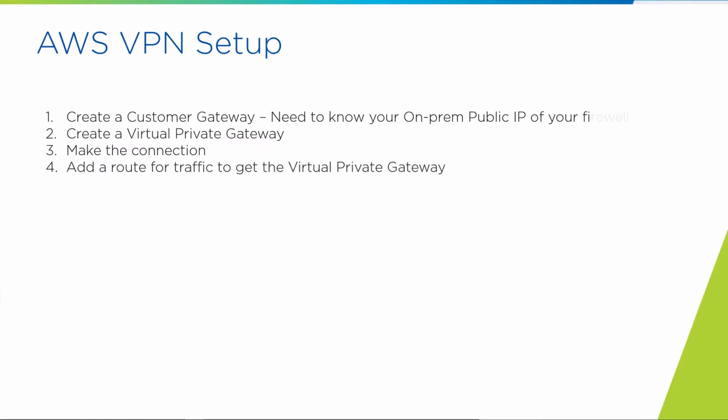So let's get started. To get connected to our on-prem environment from AWS, we are going to create our customer gateway, which gives the information of the on-prem side. So we do need to know our on-prem public IP of our firewall that we're going to be using. We're then going to create the virtual private gateway on the AWS side. And then once we have those two things in place, we can make the connection. And then we're going to double check that in our private route table, we have a route for our on-prem environment going towards the virtual private gateway so we can get our traffic going to on-prem. Let's get started.